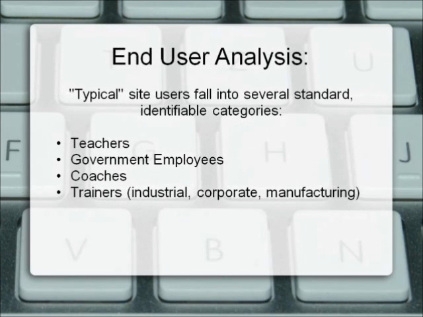The potential users of the Instabook site are likely to fall into several discrete categories, including teachers, government employees, coaches, and trainers in the areas of industry, corporate, and manufacturing. Generally speaking, there can be a great deal of variation in the computer systems that are used by these categories of users.